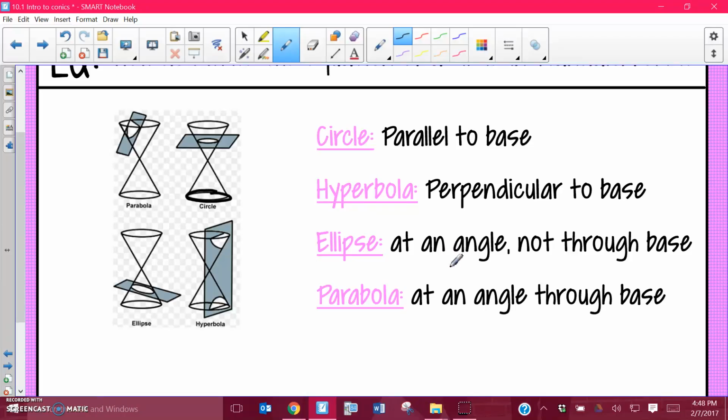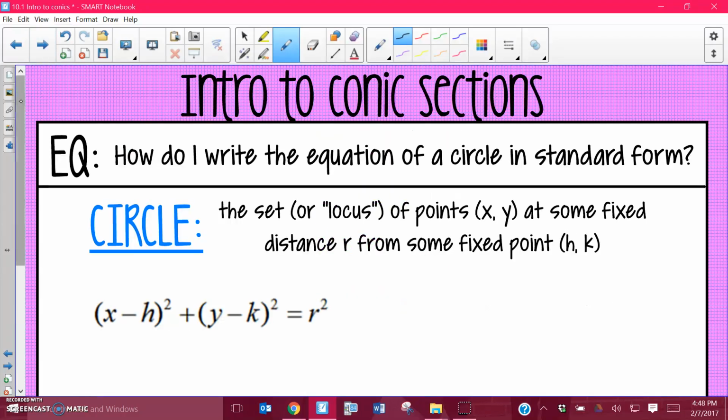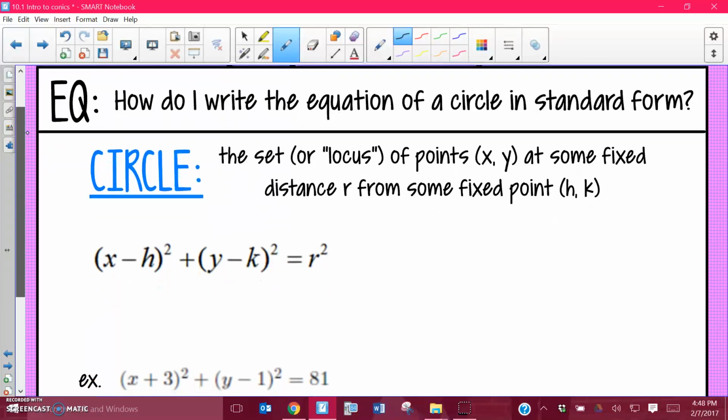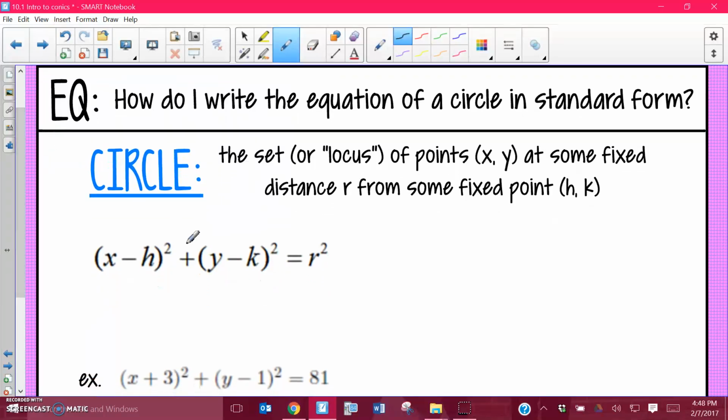So we're going to start basic. We're going to start with our circle first. You've probably seen this before, so this is just a little review because it goes along with our conic sections. A circle is the set of all the points that are an equal distance away from another point. Basically, you have a center and all of the points are the same distance away, which is the radius.